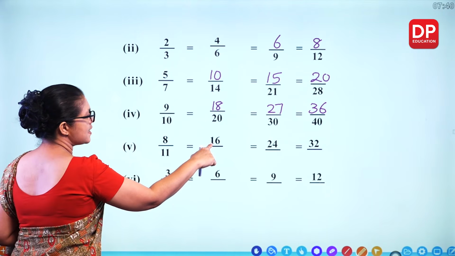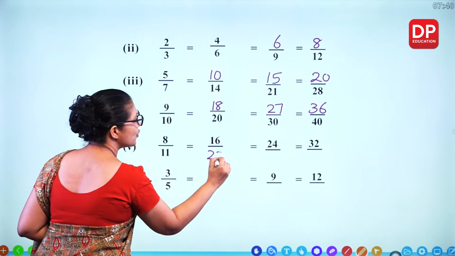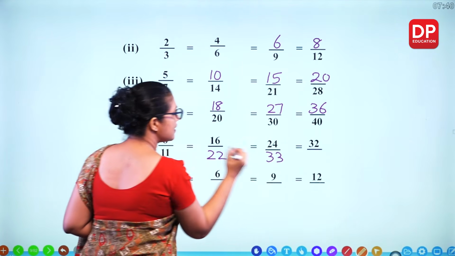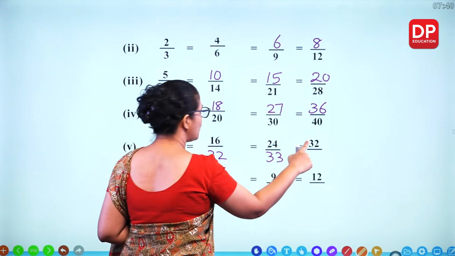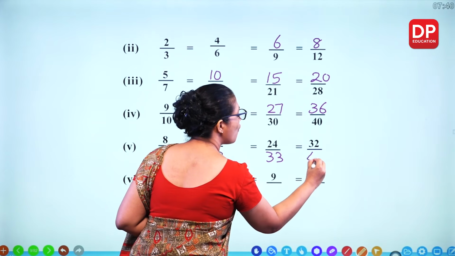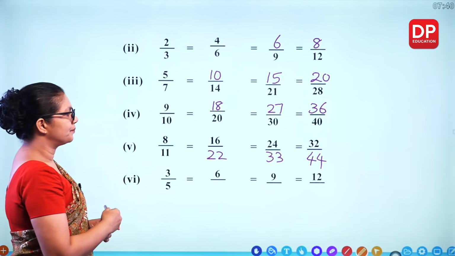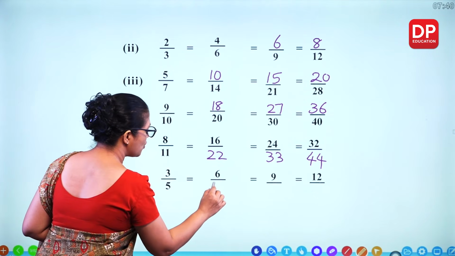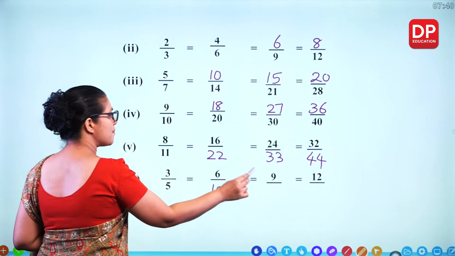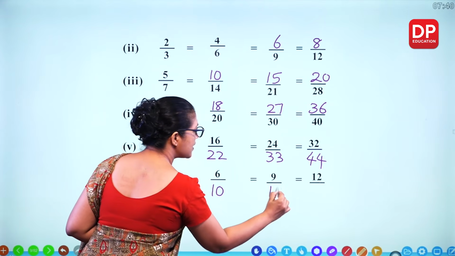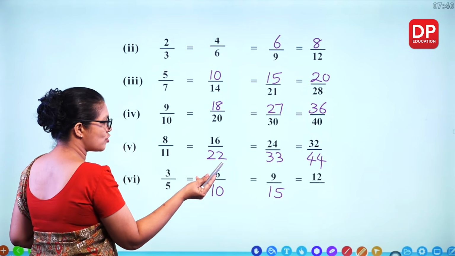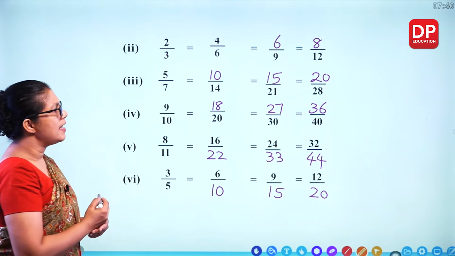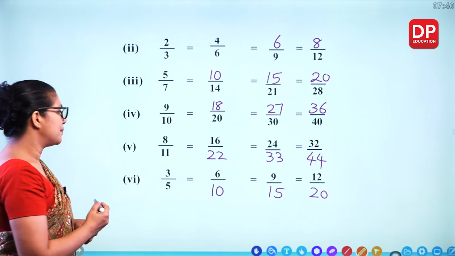8 becomes 16, multiply by 2. So 22. 8 becomes 24, multiplied by 3, 33. 8 times 4, 32. 11 times 4, 44. Now this one, 3 becomes 6, multiplied by 2. 3 becomes 9, multiplied by 3. 3 times 4, 12. 4 times 5, 20. So we can find equivalent fractions like this.